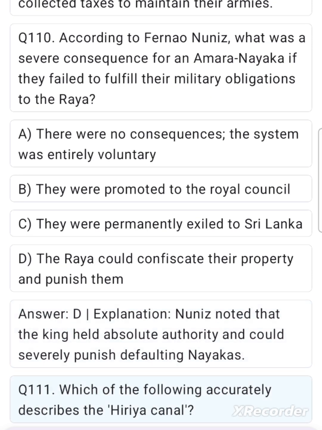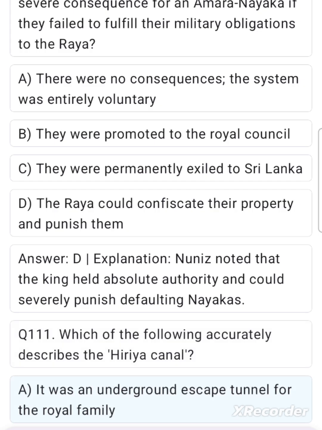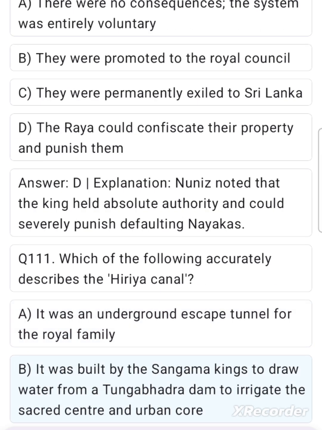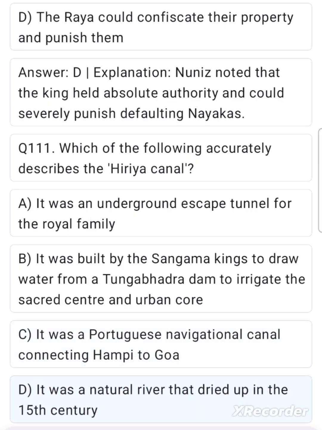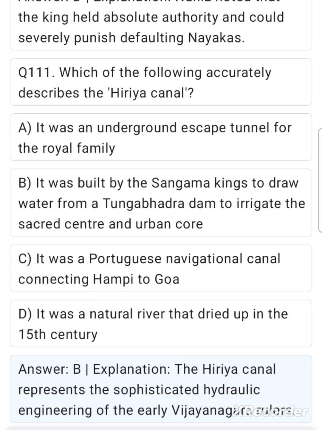Q111. Which of the following accurately describes the Hiriya Canal? A. It was an underground escape tunnel for the royal family. B. It was built by the Sangama kings to draw water from a Tungabhadra dam to irrigate the sacred center and urban core. C. It was a Portuguese navigational canal connecting Hampi to Goa. D. It was a natural river that dried up in the 15th century. Answer. B. Explanation. The Hiriya Canal represents the sophisticated hydraulic engineering of the early Vijayanagara rulers.